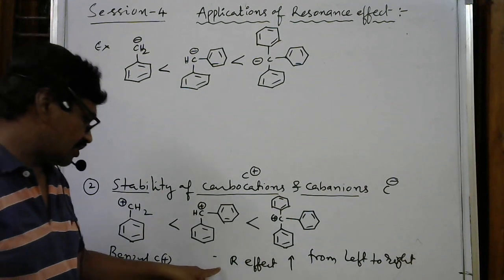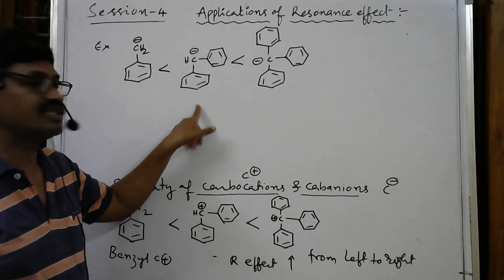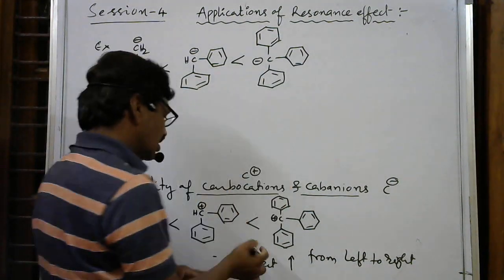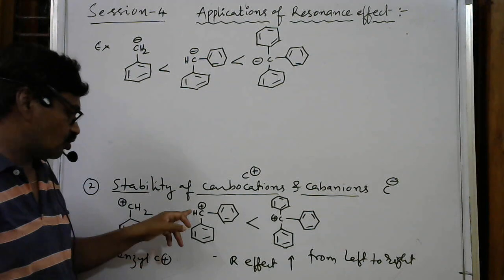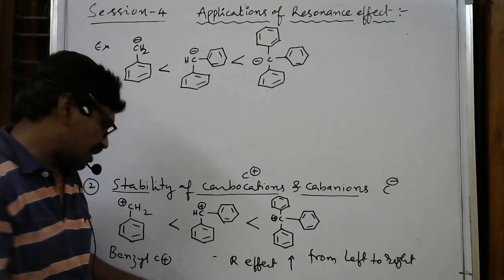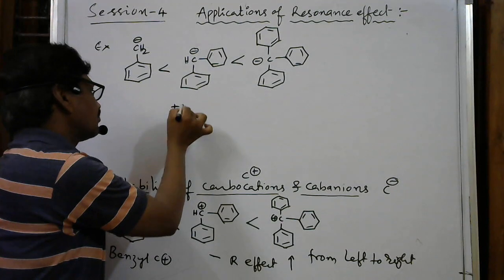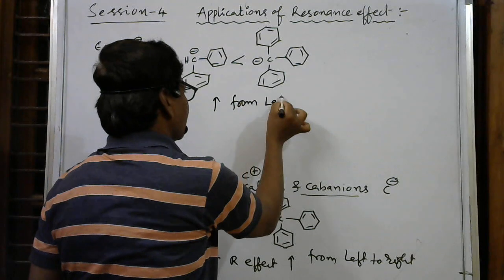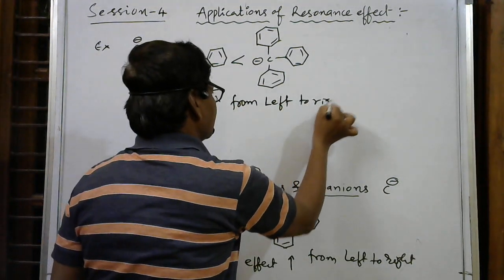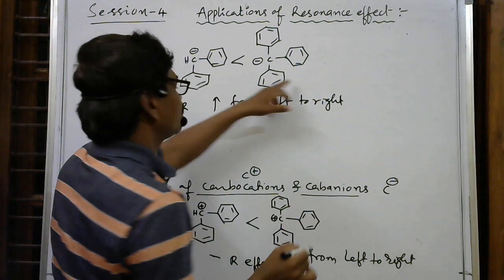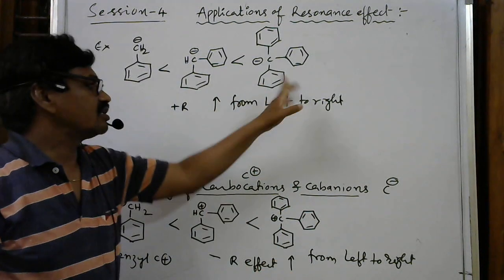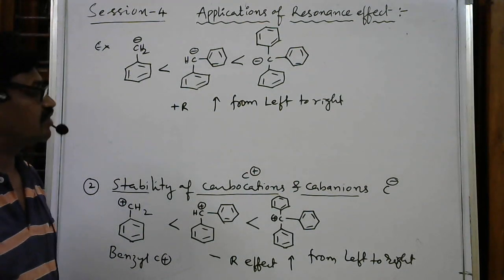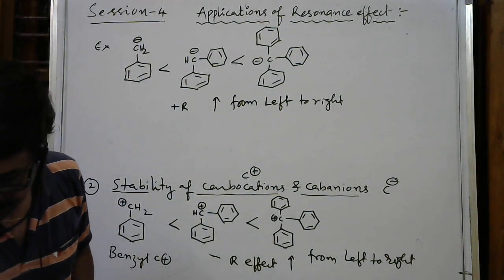For both the order is the same, but here minus, here plus, because the electron density is moving towards the conjugated system. Here the electron density is coming towards the group, that is the positive charge. So here we can consider the minus R effect, and here the plus R effect. The plus R effect increases from left to right, that means from benzyl carbanion to triphenyl carbanion. So this is about the order of stability for carbocations and also carbanions.